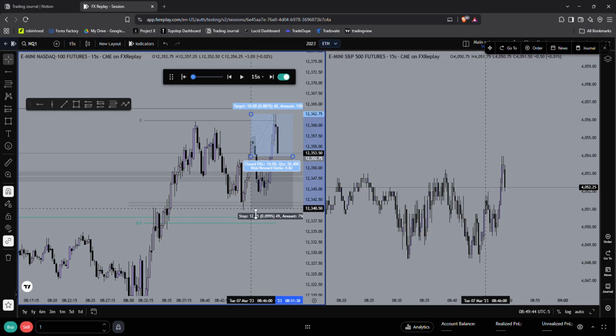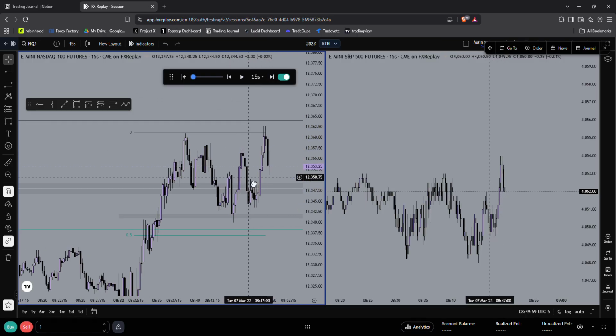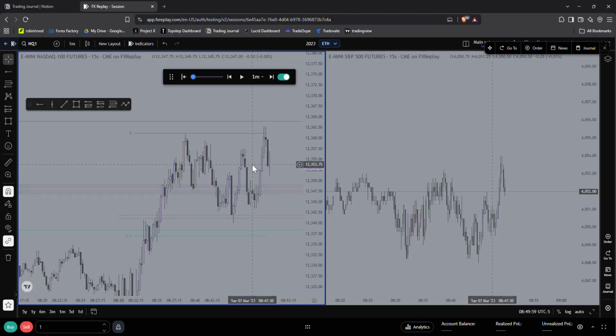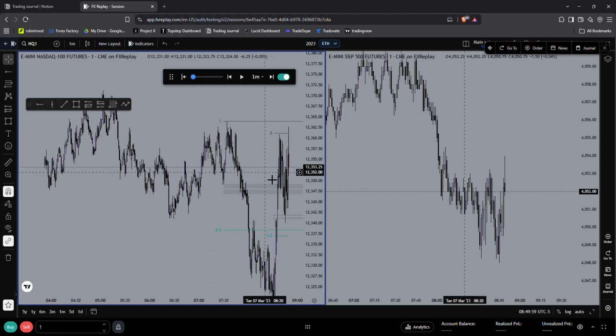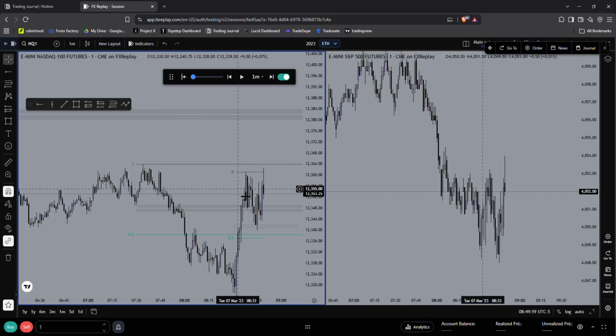Here, like 1-to-1 is somewhere up there. I'd go break even there. This gets break even. We generate more LR. A possible spot of reaction is that 1 hour intermediate high up there.